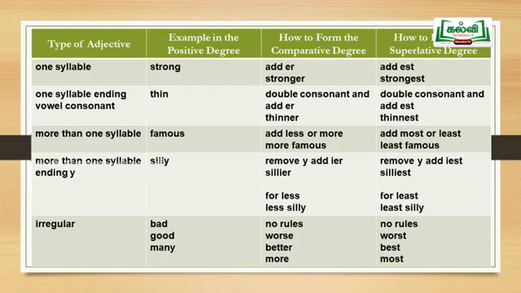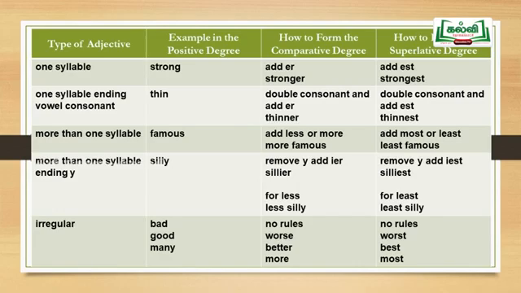More than one syllable ending in Y. Some of the adjectives you can find end in Y. Happy, silly. In this case, in comparative degree, you remove Y and add IER, and IEST in superlative degree. Again, I will explain this example. Silly, S-I-L-L-Y, silly. S-I-L-L-I-E-R, sillier. S-I-L-L-I-E-S-T, silliest. Can you give some adjectives ending in Y?